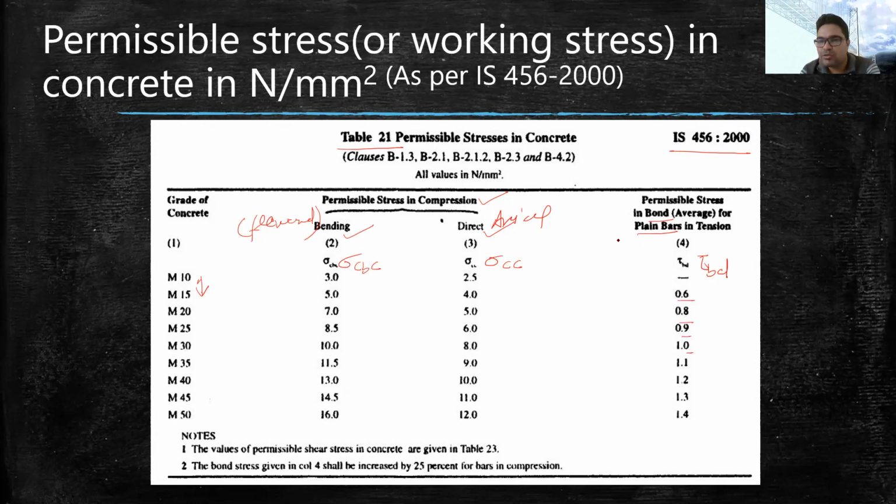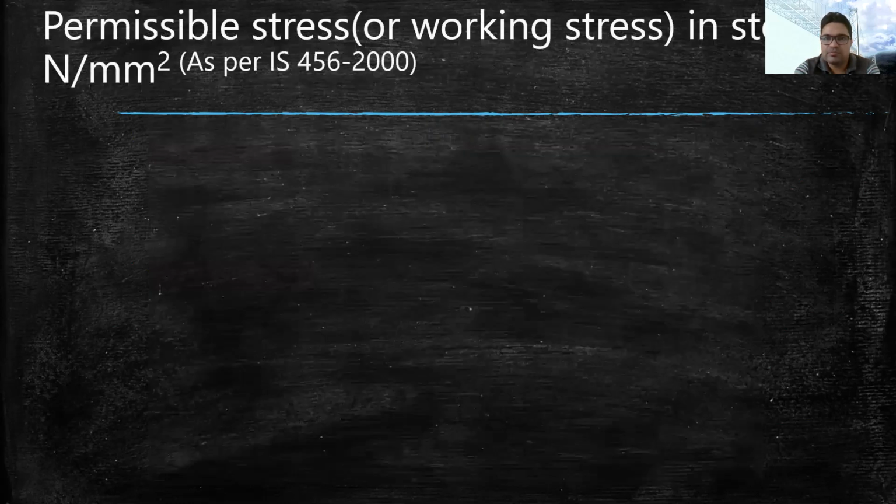In case we are using HYSD bar or high strength bar, this strength can be increased by 60%. So we will see that in the later stage. For the time being, the important part will be this sigma CBC. Similarly, this is the table for the permissible stresses of concrete. There is a table for steel also. So this is again as per IS code.